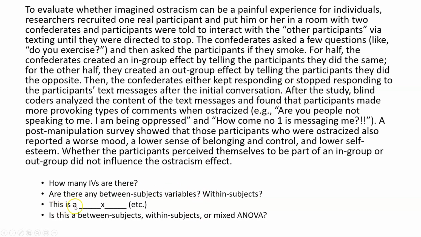So we would say this is a 2 by 2, because the first factor had 2 conditions, in group and out group. The second one had 2 conditions, kept responding or stopped responding. So the first one has 2 levels, the second one has 2 levels, so we'd say it's a 2 by 2. And then finally, is this a between subjects, a within subjects, or a mixed? This is a between subjects because both of the factors were between subjects, and so we just call it a between subjects ANOVA.